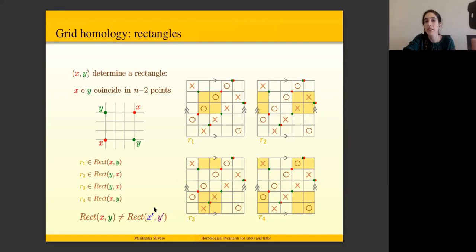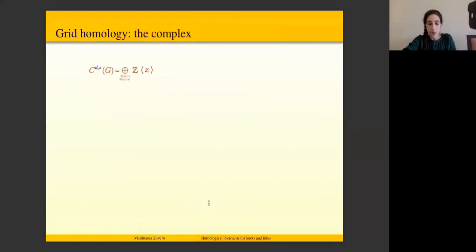So these are rectangles, and a rectangle is empty, that we put this 0 here, if and only if it contains no other points of the generator. So here the only one is R1, because here we have this, here we have this, here we have this, okay? So yeah, this is an empty rectangle. So now we go back to our complex.